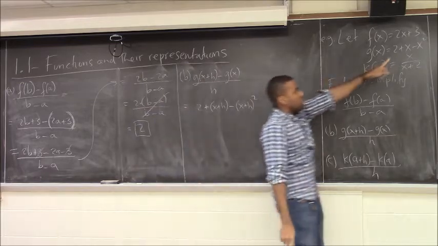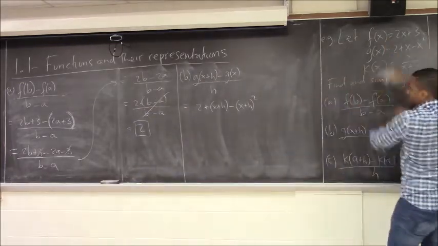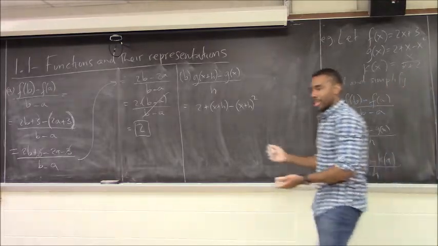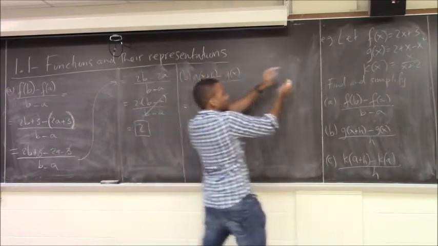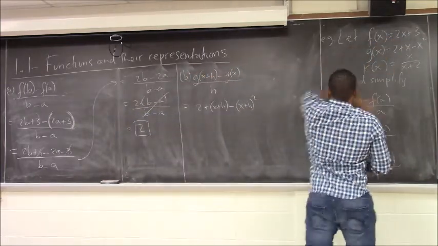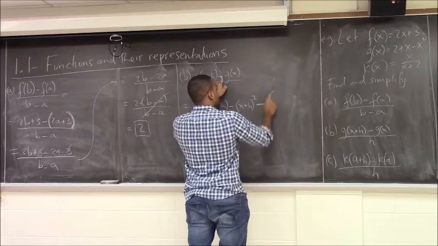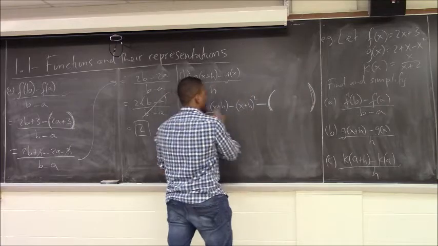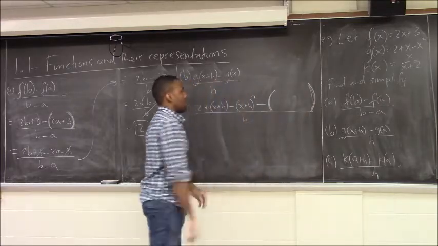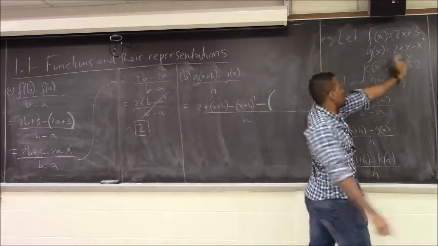You go to g, and everywhere you see an x, you put in x plus h. It's not correct to write this down and then put a plus h at the end, which happens often enough, but that's not what it means. g of x plus h means go to g, everywhere I see an x, put x plus h, put it in parentheses. That's g of x plus h, minus, open parentheses, and what do I put over here? Just g of x, which is exactly what this thing is.